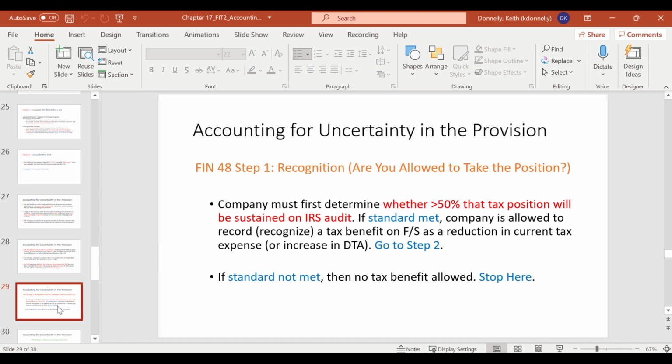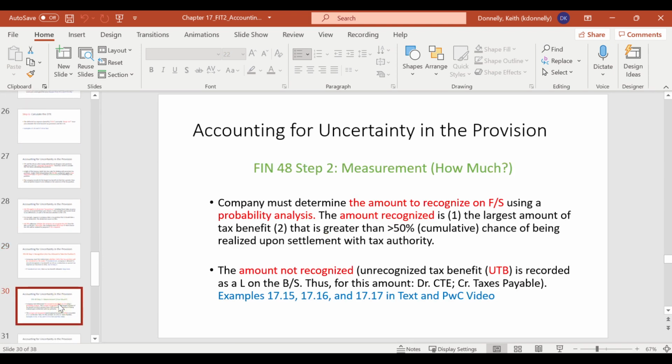And the idea with it is it's a two-step process. Companies must first determine whether it's more likely than not, that is to say it's a greater than 50% chance, that the tax position will be sustained on audit. If this is met, the company is allowed to recognize the tax benefit on the financial statements. Basically, you can reduce your current tax expense. If it's not met, you've got to stop here. So first thing: is this tax position more likely than not going to be sustained on audit? If it is, right, it has a greater than 50% chance, how much can we take the position for? How big of a deduction can we take?